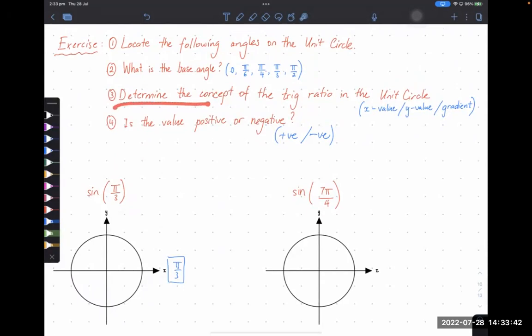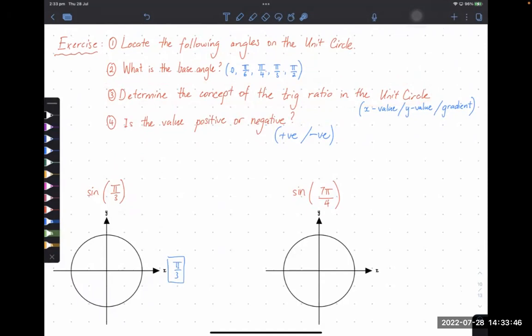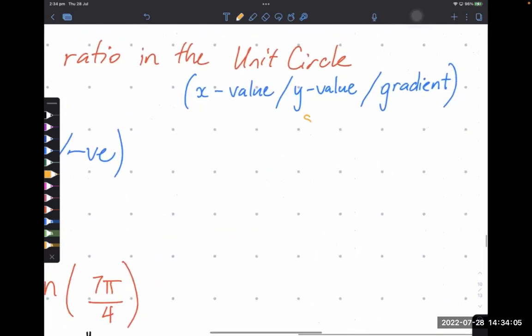The next thing is, well, what concept of the trig ratio are we finding from the unit circle? Is it the x value, is it the y value, or is it the gradient? How can we tell? Sine, cos, and tan. Sine, cos, or tan. Okay, so what does sine measure again? Y. Okay, cool. Y value, okay. Sine measures the y value.